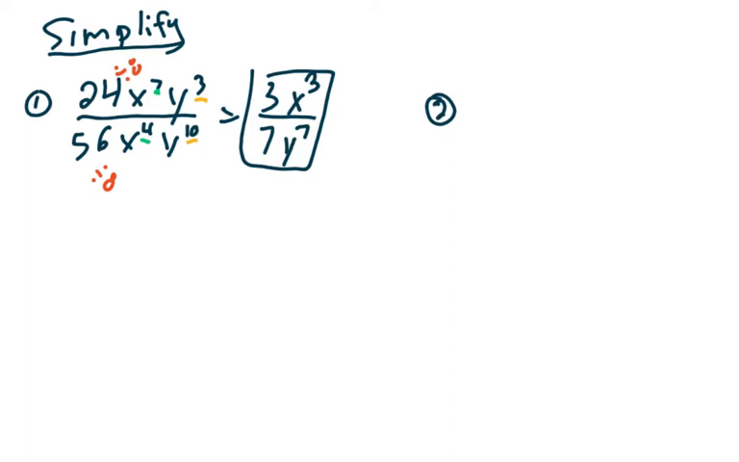All right, number 2, I would like you guys to try. So let's do 42x to the 5th, y to the 9th, over 35x to the 7th, y squared. I'd like you guys to try these, so go ahead and pause the video.